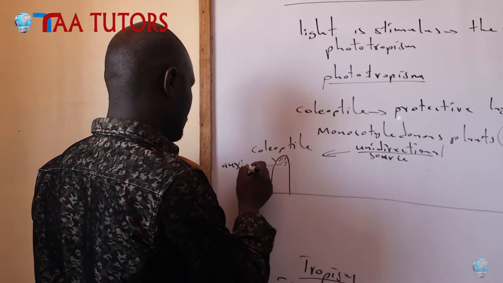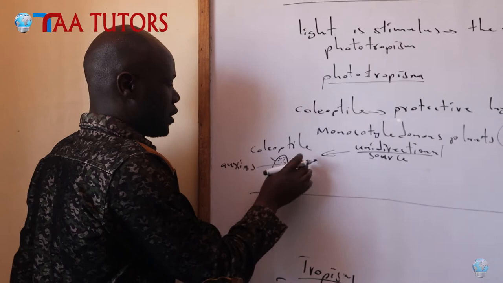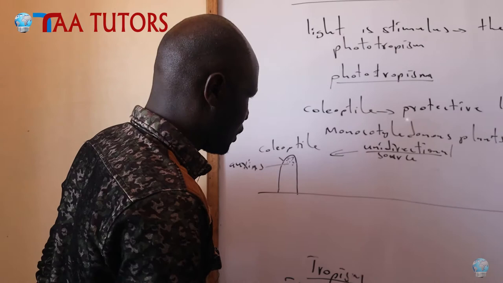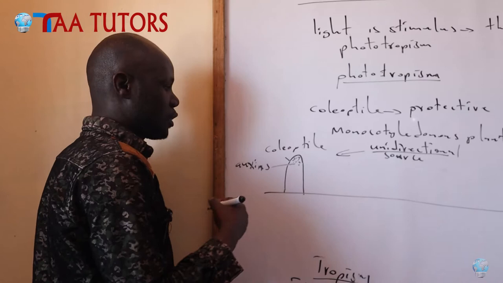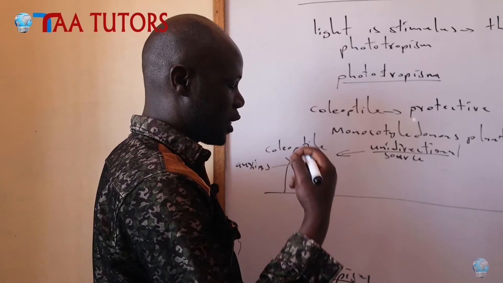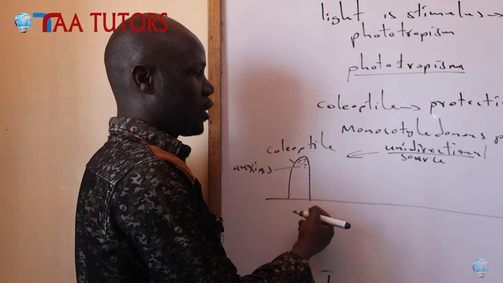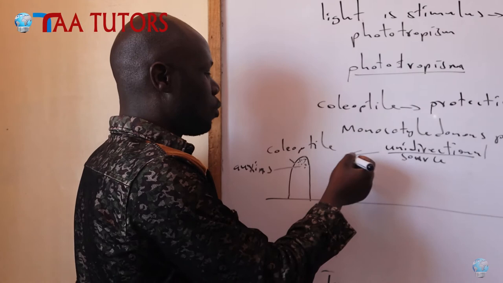Now, if they are distributed at the tips of the shoot, like we are able to see, and light is coming from one direction, that is the unidirectional source of light, what will happen? Now, since we are talking about response, it means that the organism that we are talking about must be sensitive so that it can detect a change. So in this case, this plant will detect that there is change. And what is the change? It's light, the direction of light. It is only one direction. So what will happen is that the chemicals here are very sensitive.